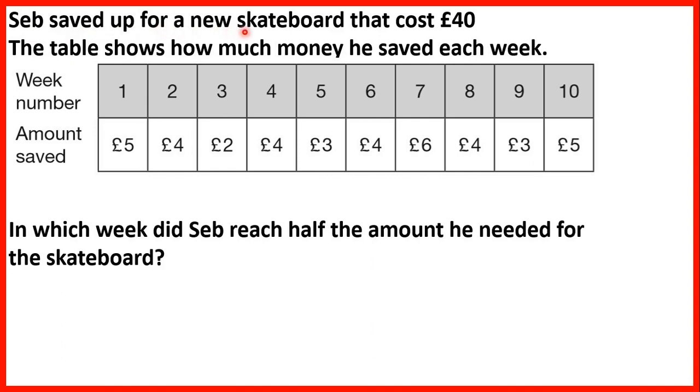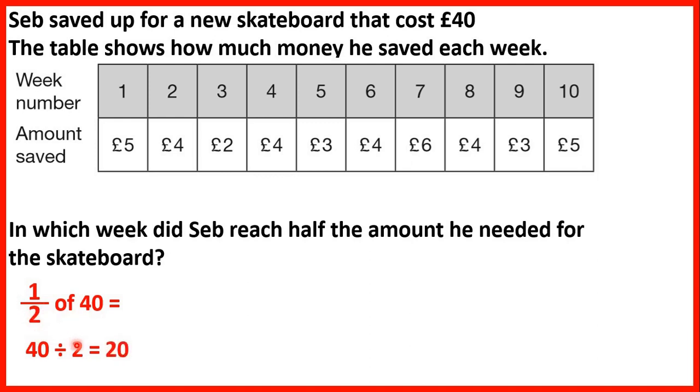Seb saved up for a new skateboard that cost £40. The table shows how much money he saved each week. In which week did Seb reach half the amount he needed for the skateboard? So we need to find in which week he reached half of £40. So first, we need to work out what is half of £40. Well, to find a fraction of a number, if the numerator is 1, we need to divide by the denominator.